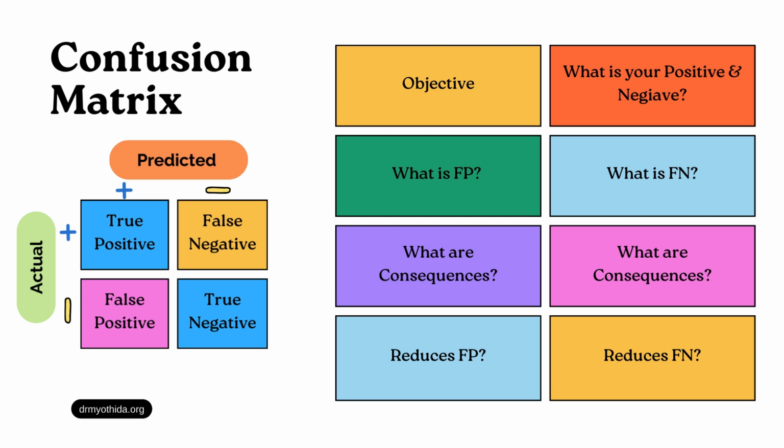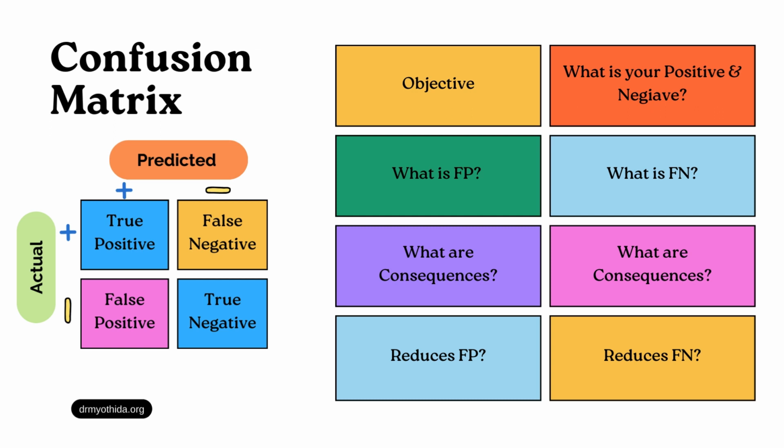Obviously, what is our main objective? We want the blue cells to be as high as possible. We want both true positives and true negatives, and we want to reduce the false positives and false negatives. But not every model will be able to achieve 100% as we expected. So we have to understand what we mean by positive cases and negative cases.